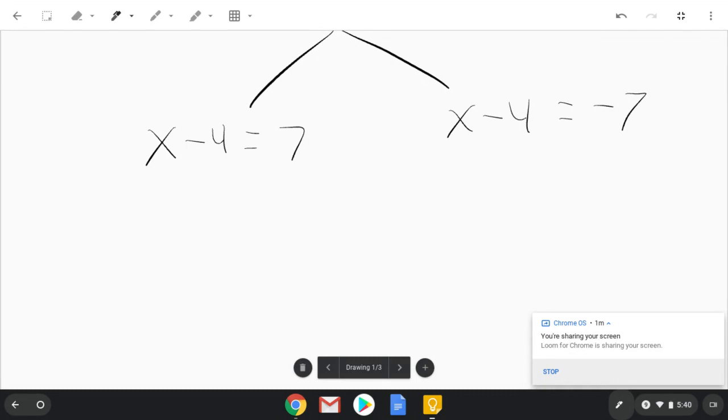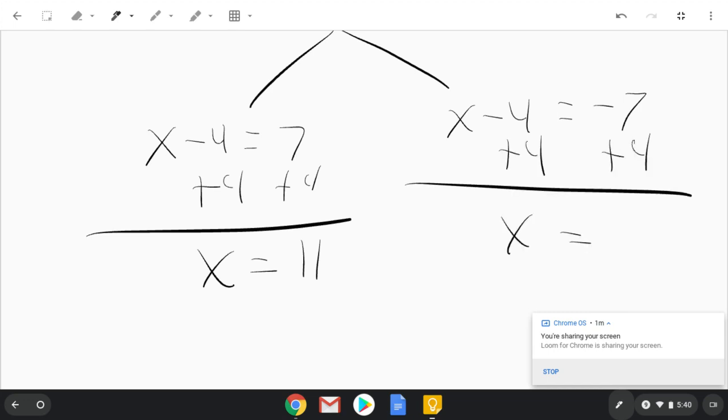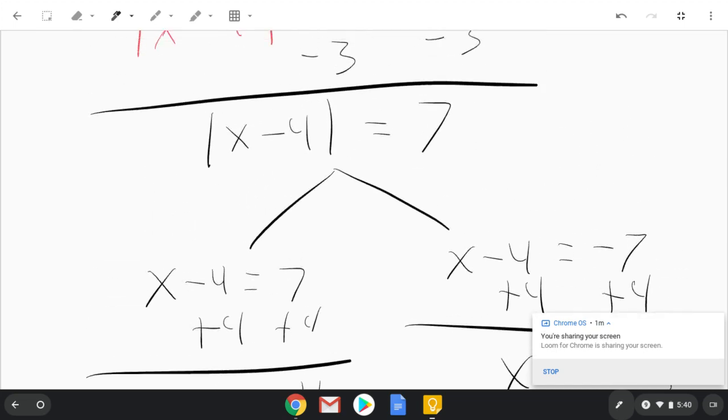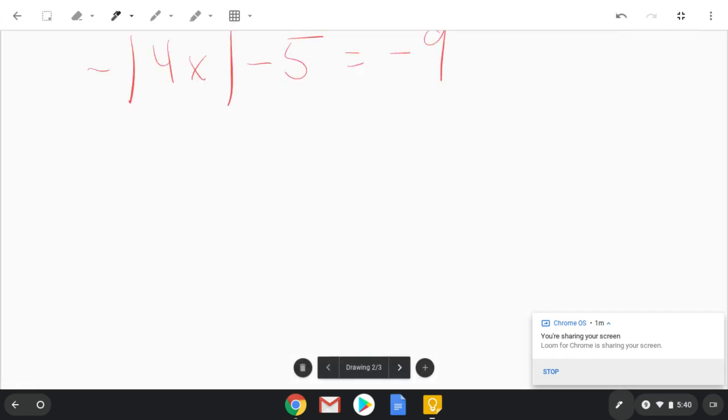Add 4 to both sides, and you'll get positive 11. Add 4 to both sides, and you'll get negative 3. All right, and these two solutions will work for the original equation. All right, let's look at this one.